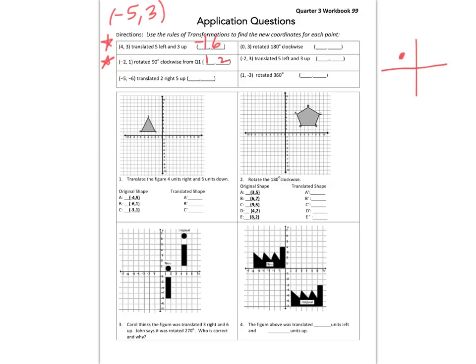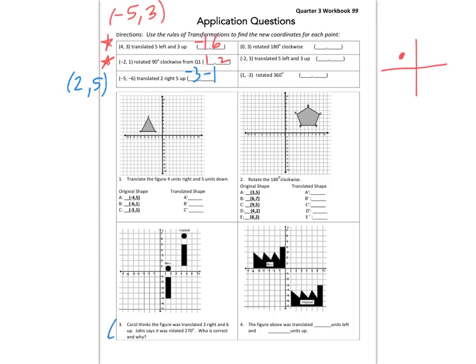Alright, -5, 6 translated 2 units right and 5 up. So that would be +2, +5. So -5 plus 2 is -3. 6 plus 5 is 11.